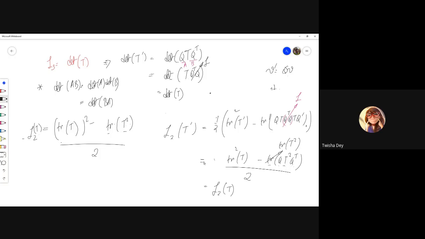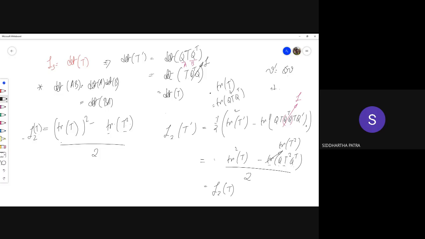স্যার এটা আরেকবার বলবেন? Which part? You see, স্যার ওই ট্রেস টি স্কোয়ার যেটা হচ্ছে। Okay, so yes, just like trace of t is an invariant of t, and trace of t prime or q t q transpose is same as trace of t because it's an invariant of t.